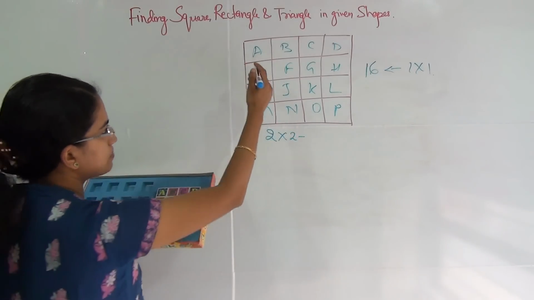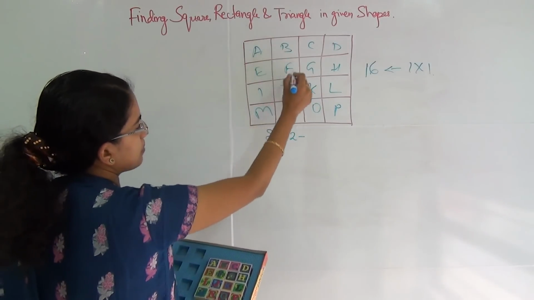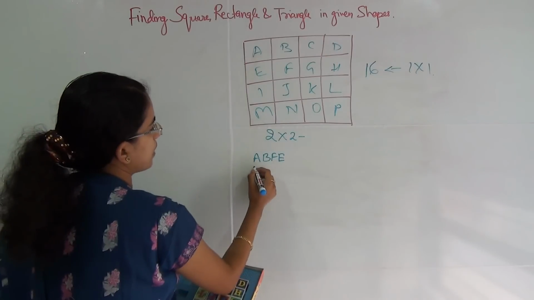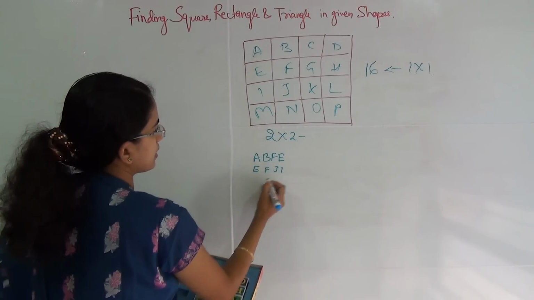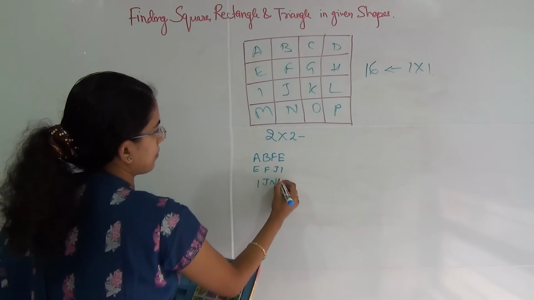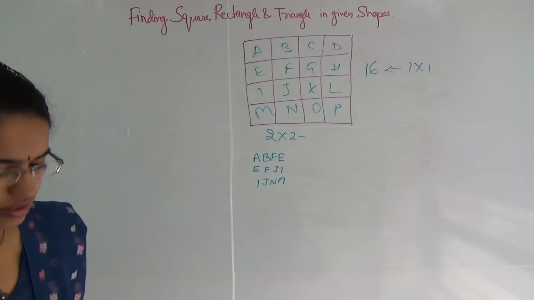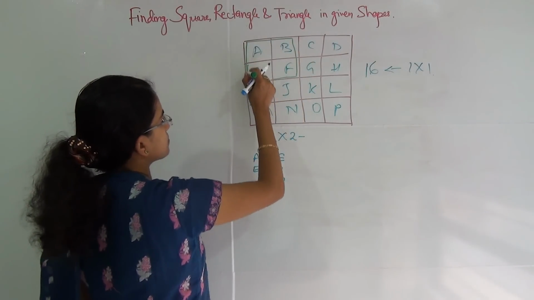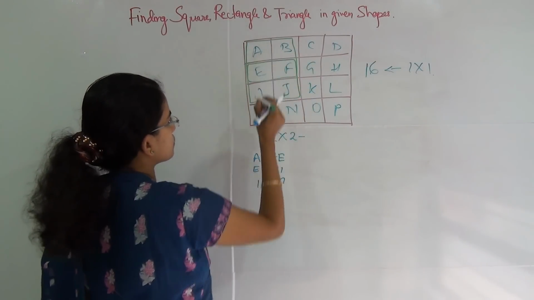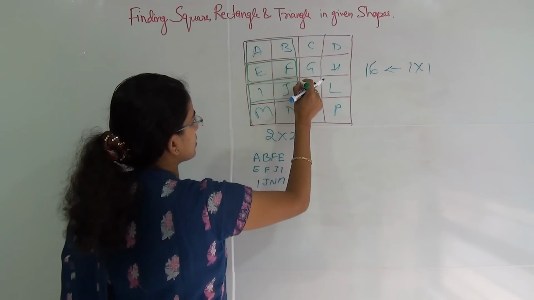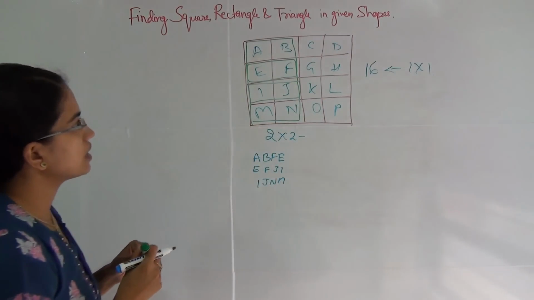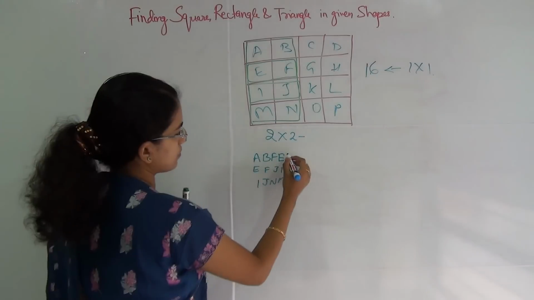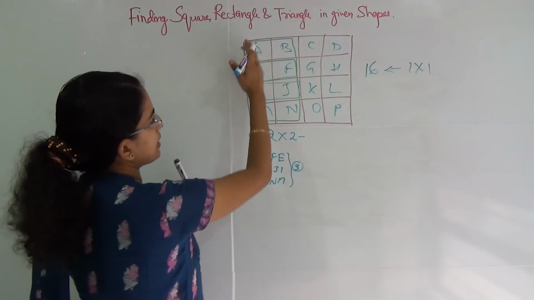So if I cut here, I can draw it as A, B, F, E. Okay, then you have E, F, J, I, J, and M. Okay, so I'll just mark it. You will have these 4, then these 4, and these 4. So in every row you have 3. Okay, so you have 3 in one row, and then I will leave this column.